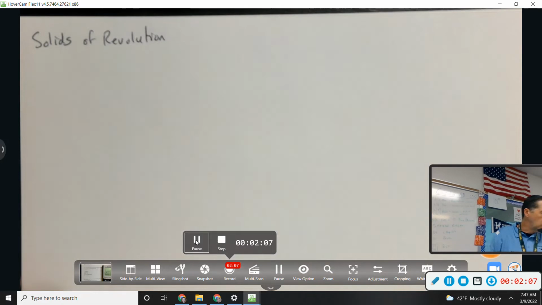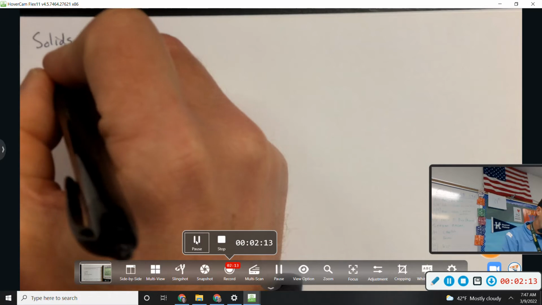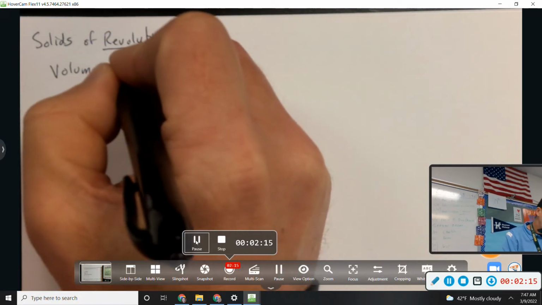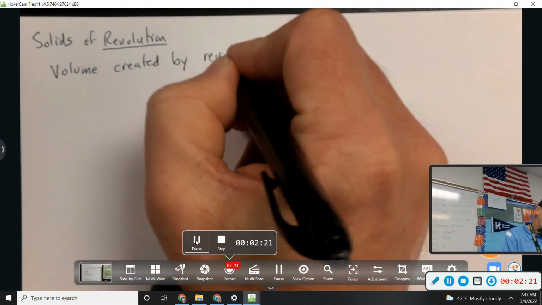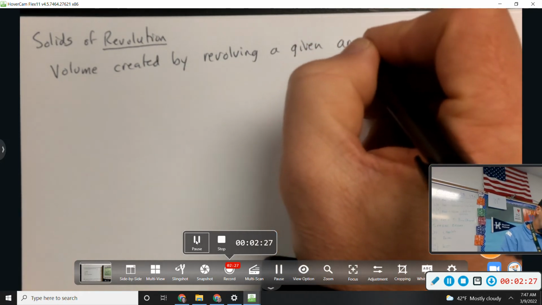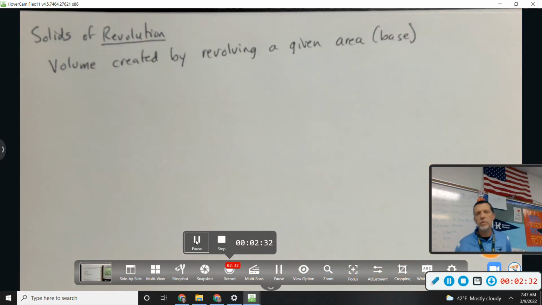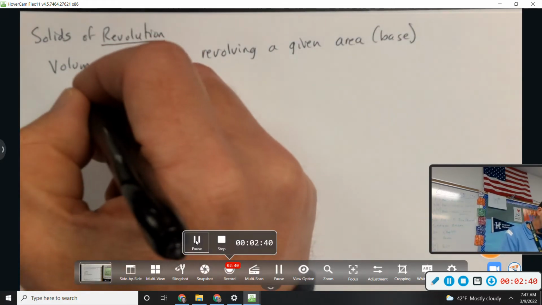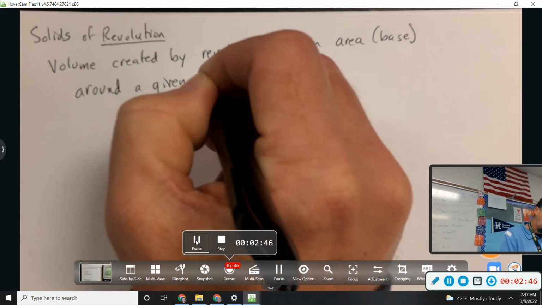And there's some YouTube videos that show this pretty well. Volume created by revolving a given area or a given base, to use the same vocabulary from yesterday. You get some base area and revolve that around a given axis.